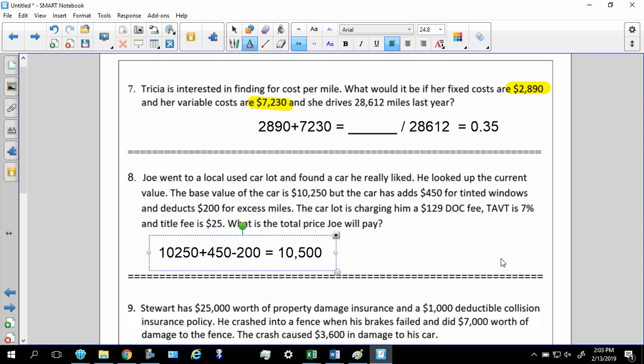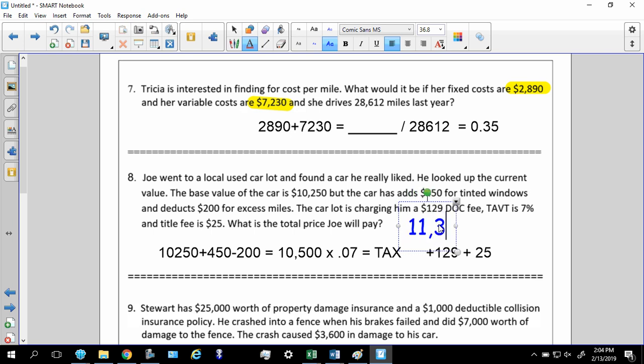10,500. And I'm going to times that number by the TAVT, which is 0.07. That's going to give me my tax. Then after I add the tax back to 10,500, I am going to tack on the dock fee plus the title fee. There you go. When I get my answer, I'll put it in this format so it looks different. My answer is $11,389.